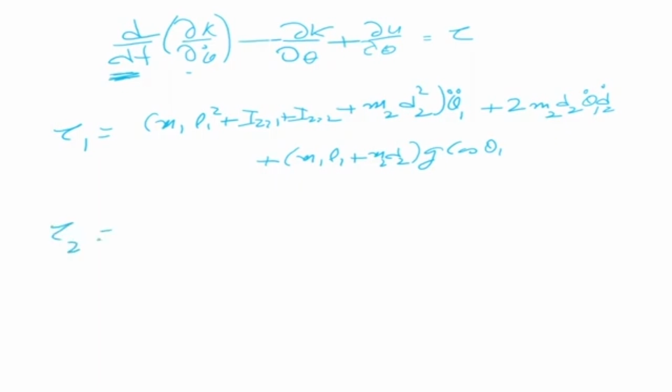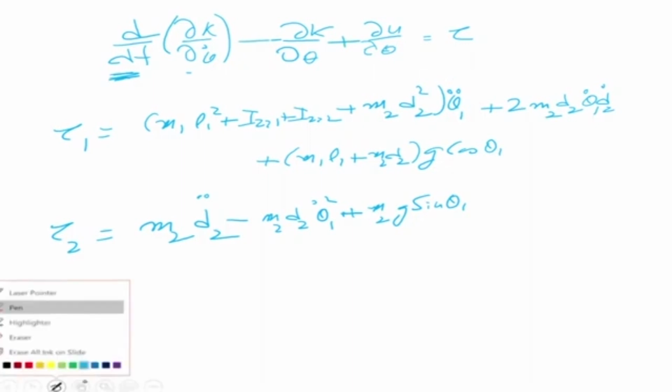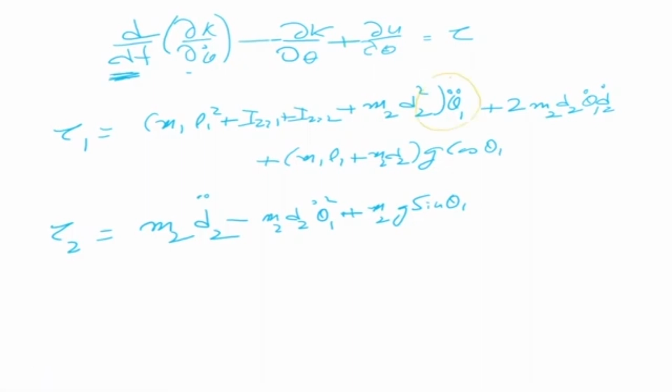Now what about tau 2? Tau 2 is equal to m2 d2 double dot minus m2 d2 theta 1 dot squared plus m2 g sin theta 1. Now what we see is that there are terms which are dependent on acceleration. Then there is a Coriolis term, theta 1 dot and d2 dot. And there are terms which are dependent on g, which depends just on position.